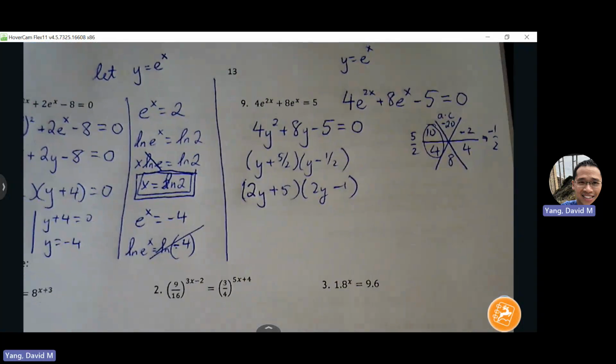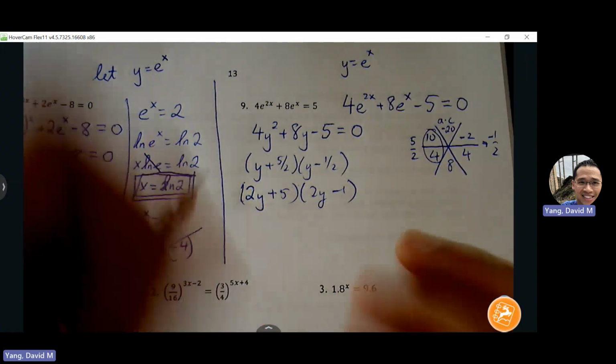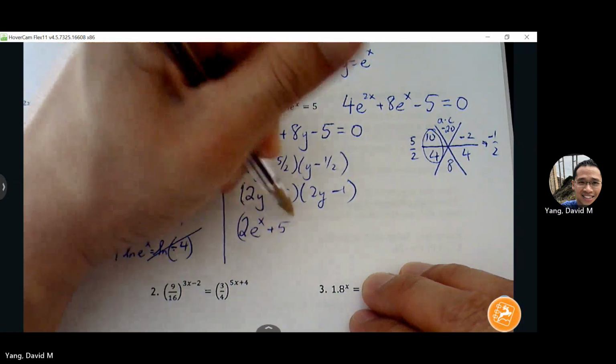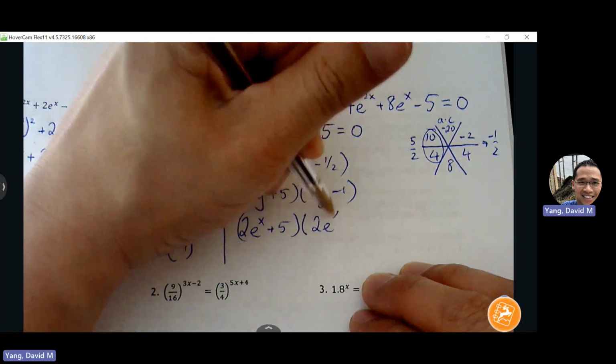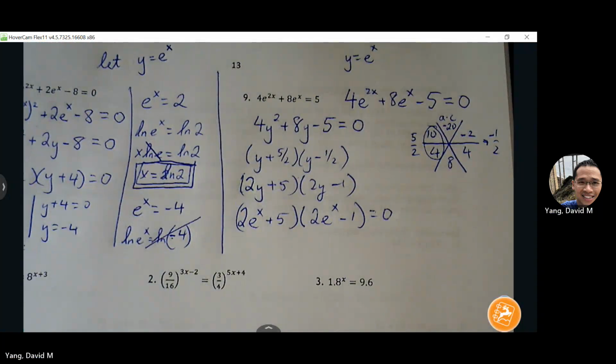Okay, so maybe this is a bit easier here. Once you get through the factoring, let's bring back the original variable, and that way you can just focus your attention on solving for x. So this is 2e to the x plus 5 and 2e to the x minus 1. We're just using that variable y to help us with the factoring to make it easier to recognize. But now we've done the factoring, we bring back the original variable, and now we can just solve for each parentheses on its own.